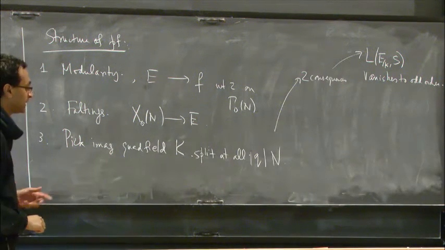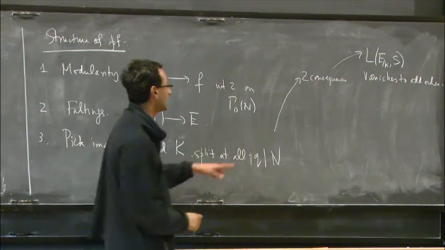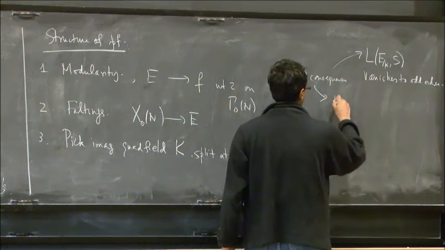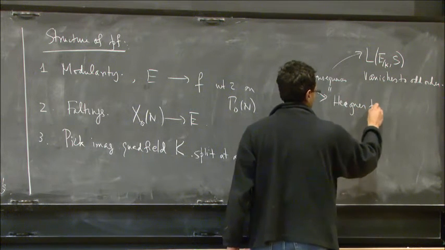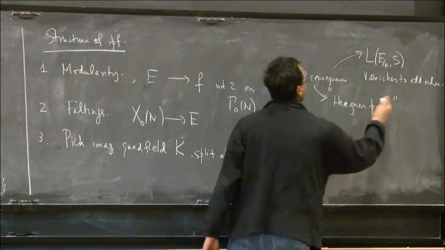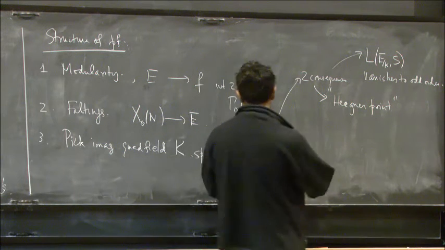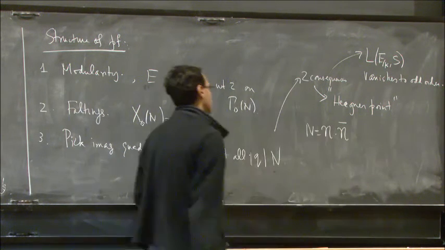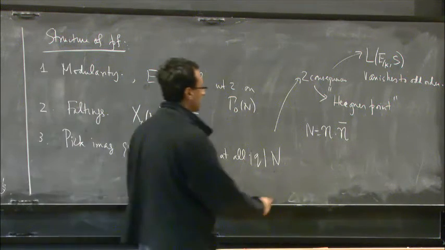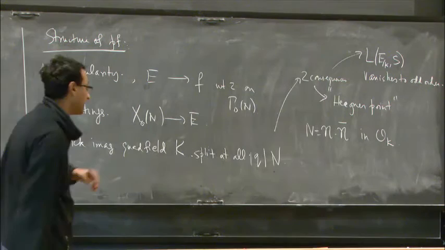And the second consequence is that, because K is split at all the primes dividing n, you can make this construction, the so-called Heegner point construction. Okay. So very quickly, where this comes from is because K is split at all the primes dividing n, you can write n O_K as a product of ideals, n and n bar.